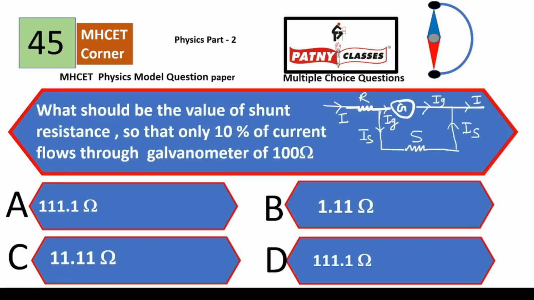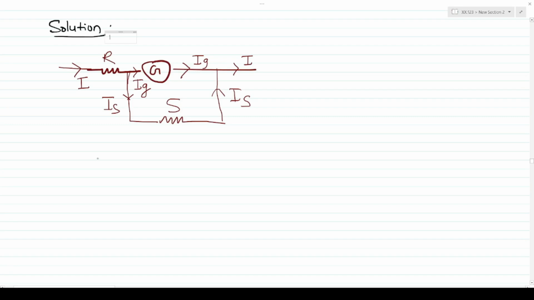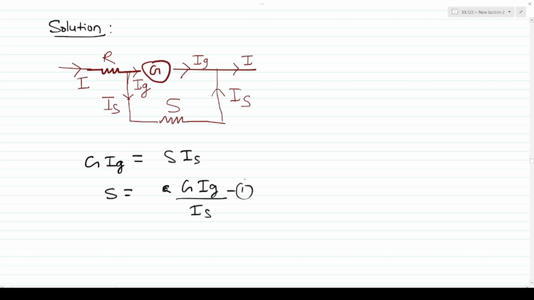Question number 45. What should be the value of shunt resistance so that only 10% of current flows through galvanometer of 100 ohms? Here is a circuit diagram provided. With the help of the circuit diagram, we need to find the value of shunt resistance. Here is the solution. G into Ig equals to S into Is, because they are in parallel. Therefore, S equals to G into Ig divided by Is. Call it equation number 1.